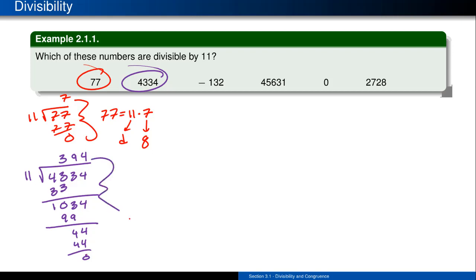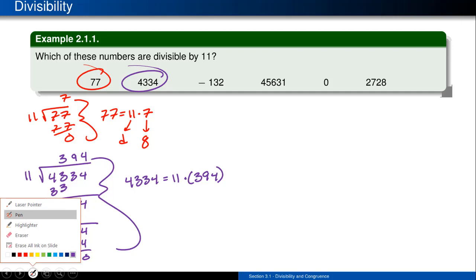And the nice thing that occurs is that I can get this factorization of the number 4,334 again. In this case, 4,334 is going to equal this divisor, 11, multiplied by that new quotient, which in this case is 394. All right, let's do maybe two more of these just to see what's happening.